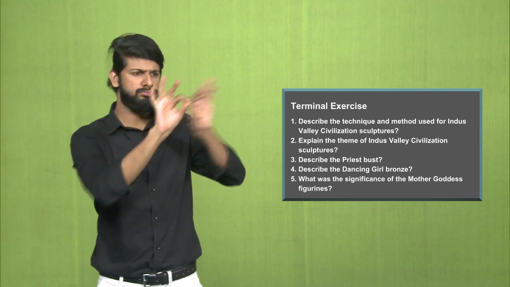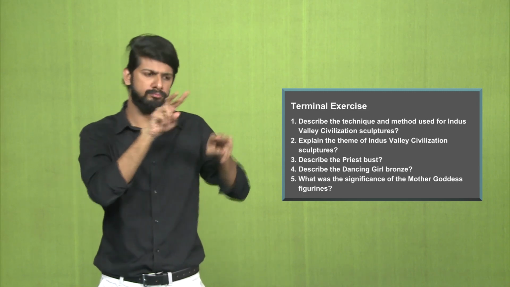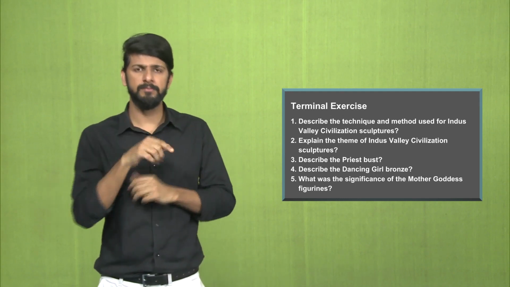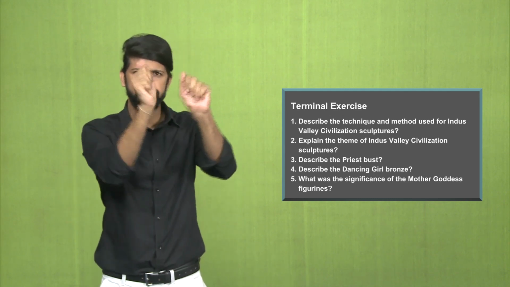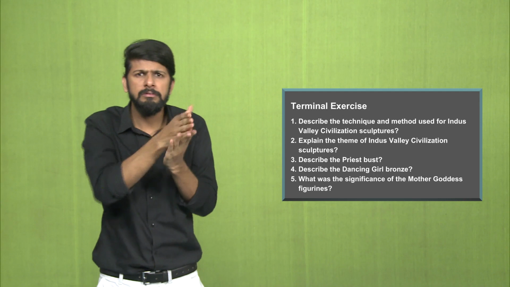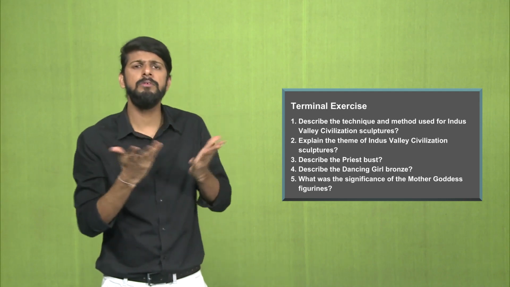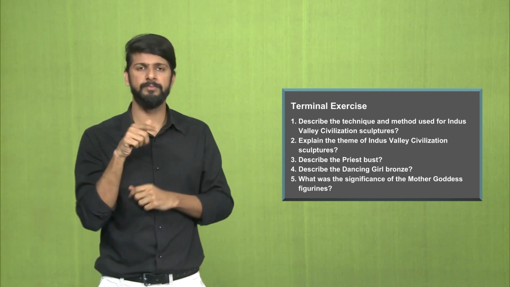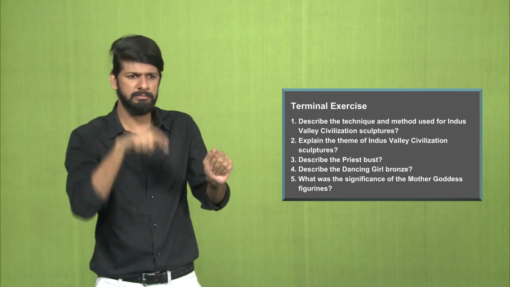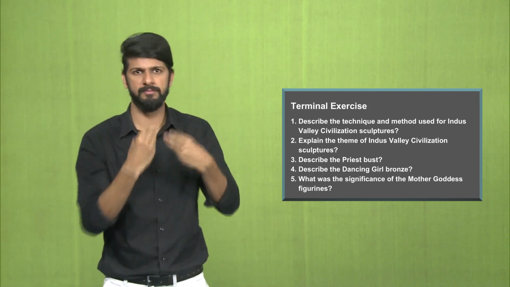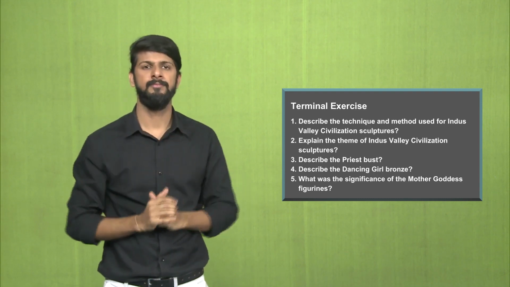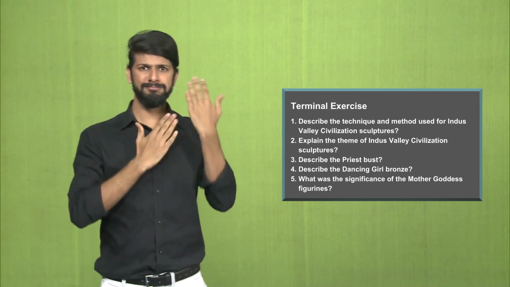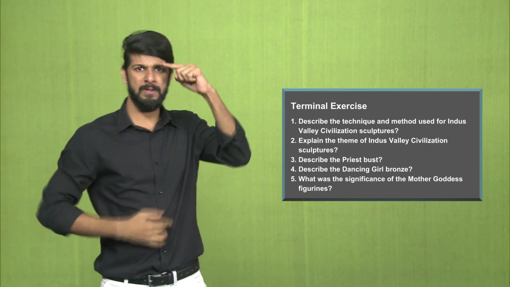Now we have the terminal exercise. Selected questions are present here. Students are required to find and attempt answers on their own. First question is, describe the technique and method used for the Indus Valley civilization sculptures. Question number 2, explain the theme of the Indus Valley civilization sculptures. Question 3, describe the priest bust.